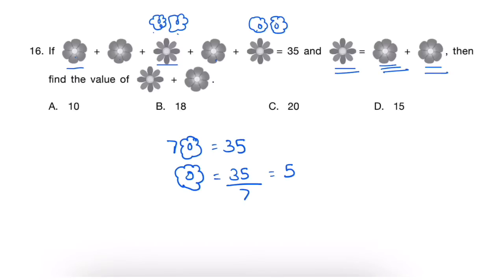The value of this flower is this plus this. The value of this is 5. So 5 plus 5 is equal to 10. So the value of this flower is 10. Now we have to find the value of this plus this. This is 10. This is 5. So 10 plus 5 is equal to 15. Correct answer is option D.